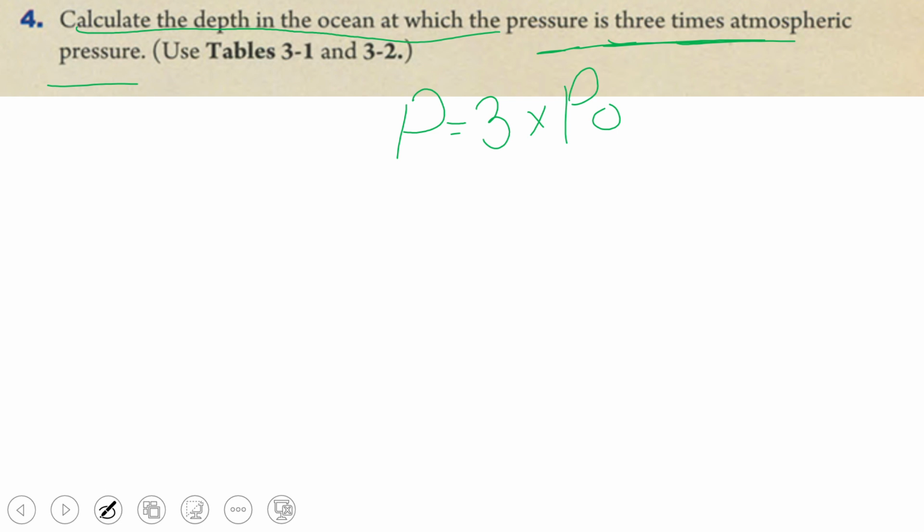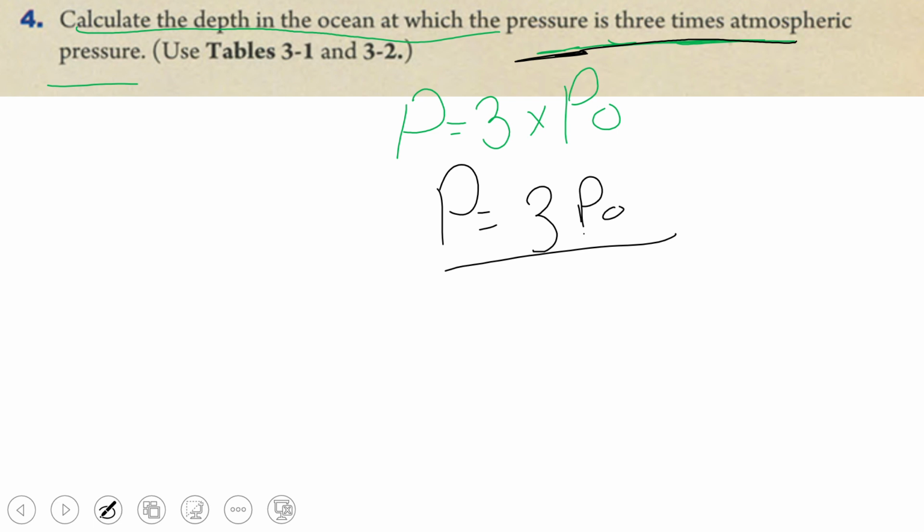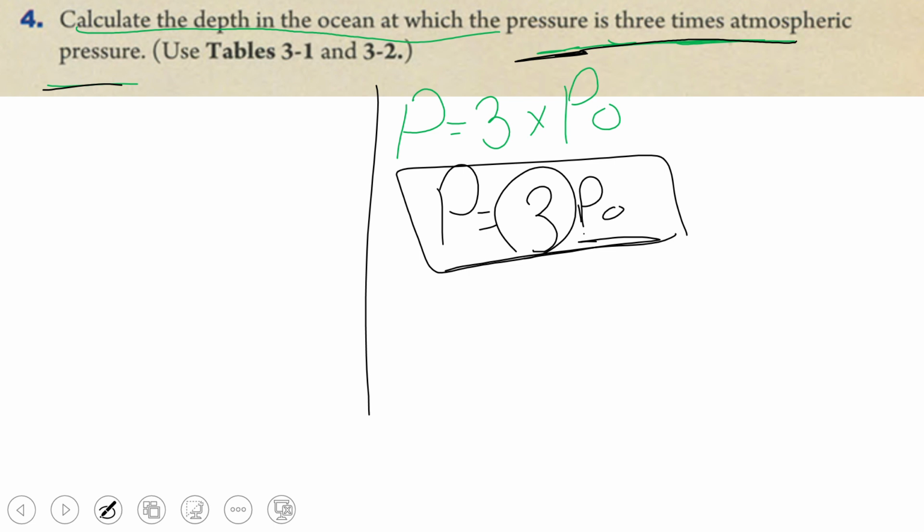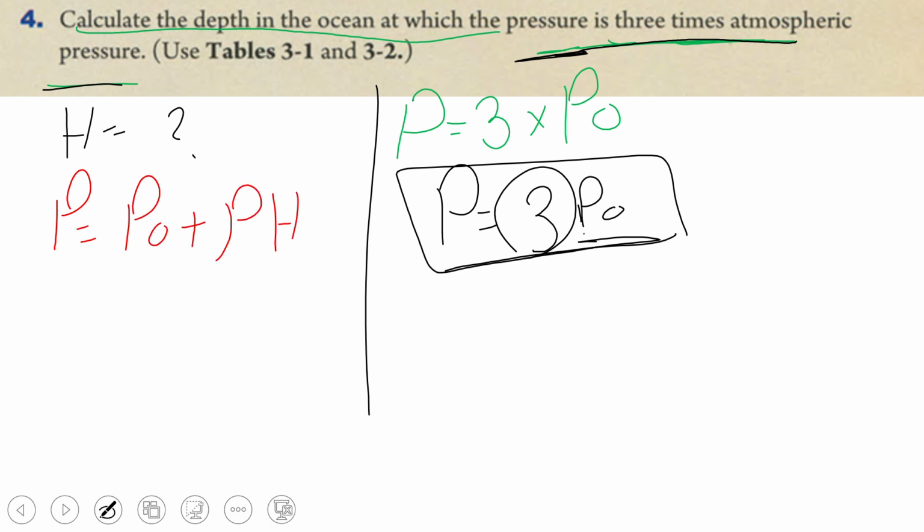We can make a relation by this sentence: P equal to 3 P naught. How do we know? Because the question said pressure is 3 times atmospheric pressure. So we can make a relation to solve this example. Calculate depth H by this relation. Look, the rule again: P equal to P naught plus rho H G.